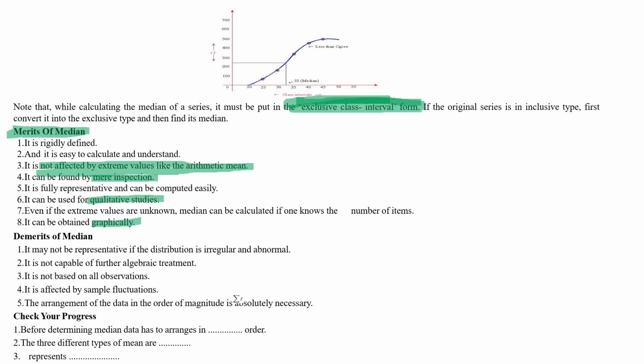Demerits of median: it may not be representative of the distribution. It is not capable of further algebraic treatment. It is not based on all the observations. It is affected by sample fluctuations; the arithmetic mean is not affected by sample fluctuations, but the median is. The arrangement of the data in the order of magnitude is absolutely necessary. Then, check your progress.